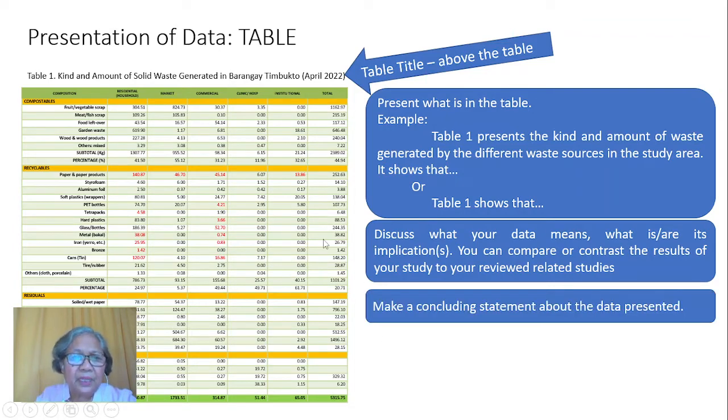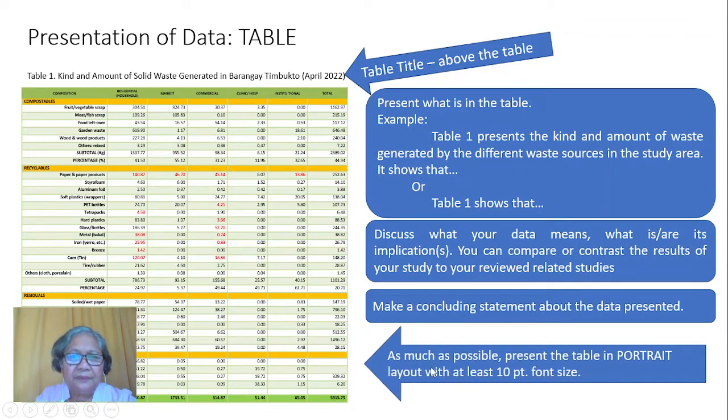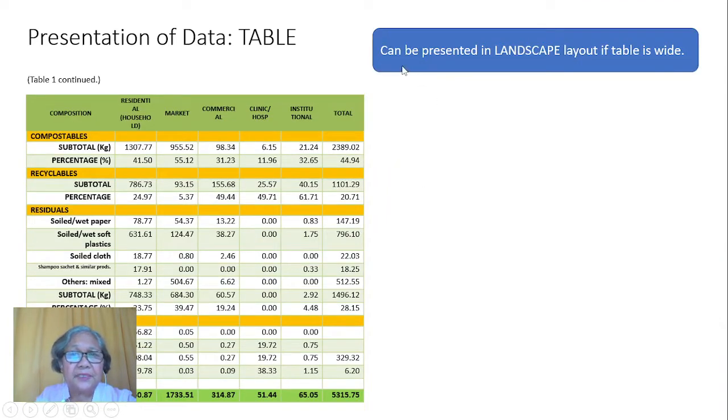And then you have to make a concluding statement about the data presented. So what is this data all about? You make a concluding statement, a very brief one. And then, as much as possible, in terms of the technical presentation, present the table in portrait layout with at least 10-point font size. Now, there are large tables which may not fit in the paper of the manuscript, so that it can be presented in landscape layout if the table is wide.